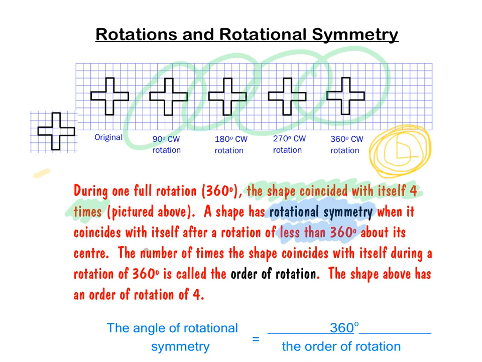Okay? The number of times the shape coincides with itself over that 360 degree rotation is called the order of rotation. So obviously this shape coincided with itself 4 times, so therefore it has an order of rotation of 4. That order of rotation of 4 is not just pulled out of thin air. It's the number of times the shape coincides with itself over a 360 degree rotation.